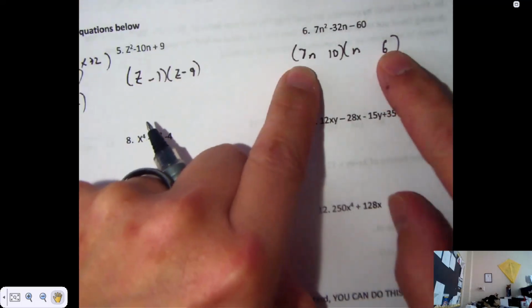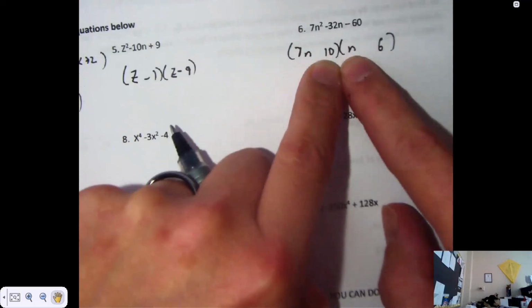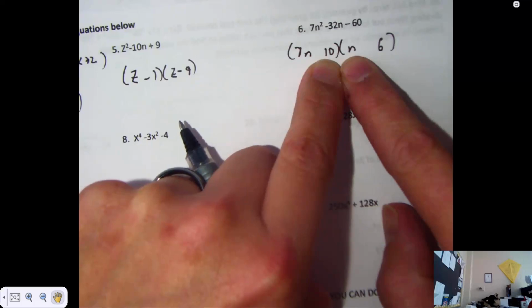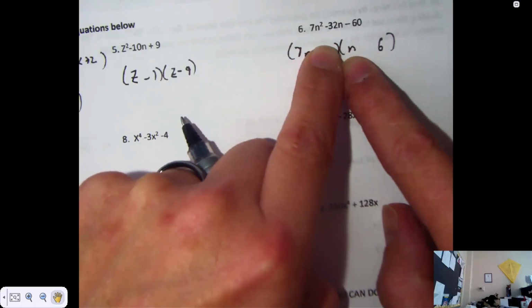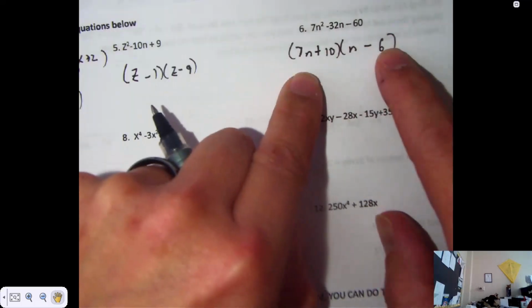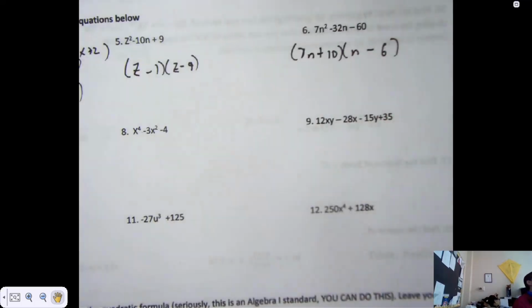What's the outside make? 42. What's the inside make? 10. What's the goal to get to? 32. So that's negative, that's positive, because that makes a negative 42, that makes a plus 10. Negative 42 plus 10 is negative 32. 6 is factored. These aren't solved either, they're just factored.